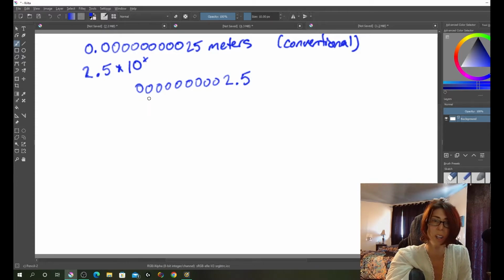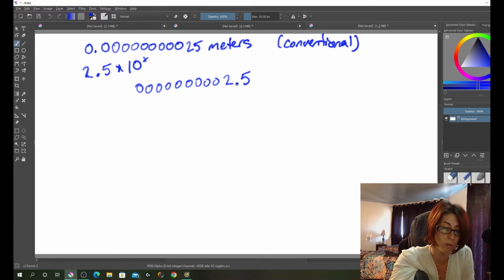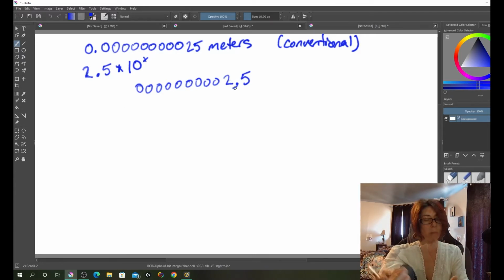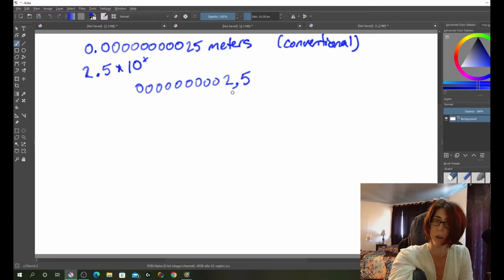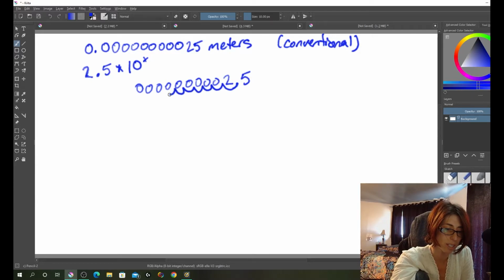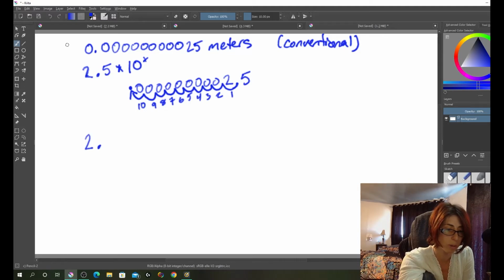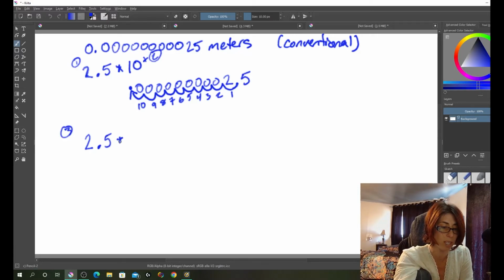So we want all of these zeros to be between the 2 and the decimal point. So we need to move the decimal point all the way back. What is all the way back? How many times do you have to move it to get all the way back to the original number? 1, 2, 3, 4, 5, 6, 7, 8, 9, 10. So this was step 1. This was step 2. This is now step 3. We're writing this as 2.5 times 10 to the 10th, right?